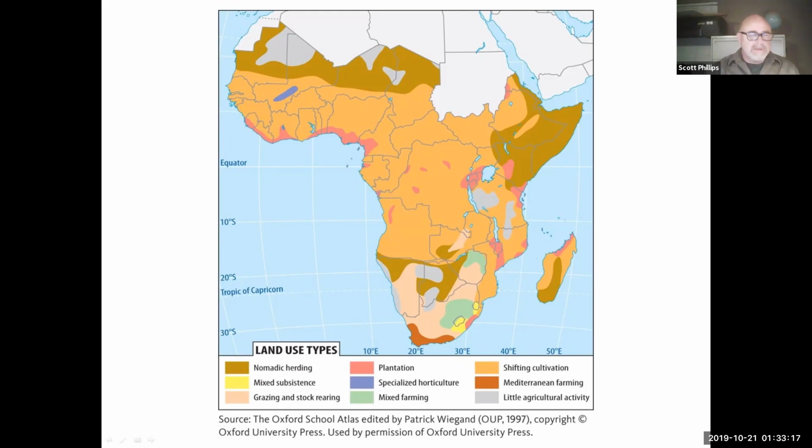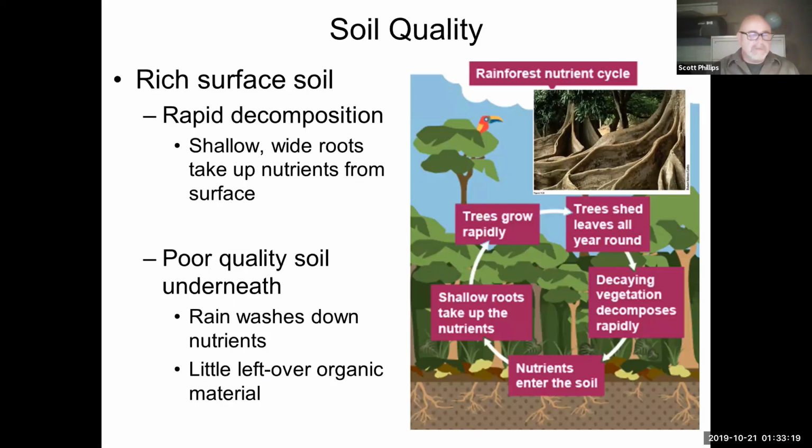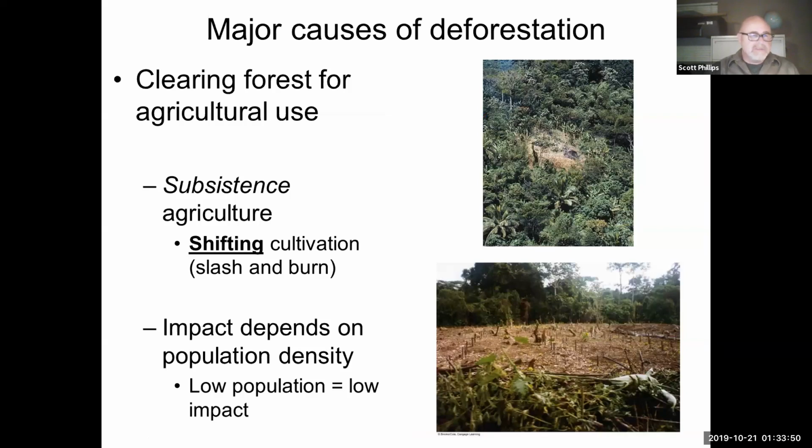So, just a little review about tropical environments. In tropical environments, like the A climates near the equator, you have rich surface soil right near the top, but you have poor soil quality underneath. Generally speaking, you don't have rich quality soil in the tropics, because the nutrients are absorbed very quickly and washed away. And so deforestation is an issue in tropical areas.